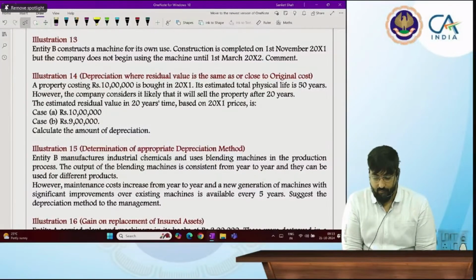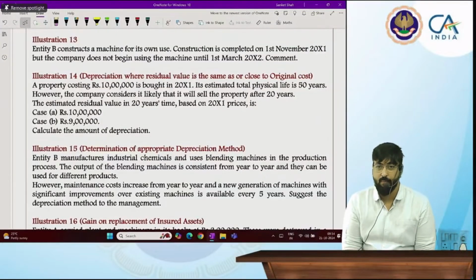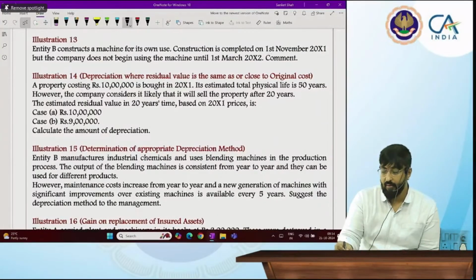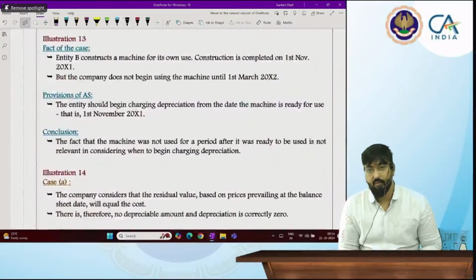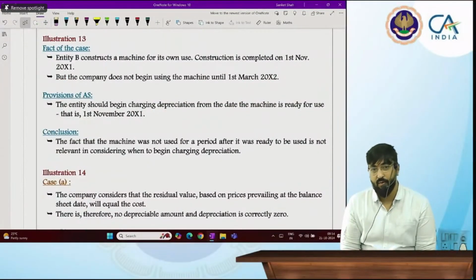Question 13. Entity B constructs a machine for its own use. Construction is completed on 1st November 2021, but the company does not begin to use the machine until 1st March 2022. Sir, will depreciation apply? Yes, sir, depreciation will be charged. From when? We do not look at put to use; we look at 1st November. So 1st November 2021.